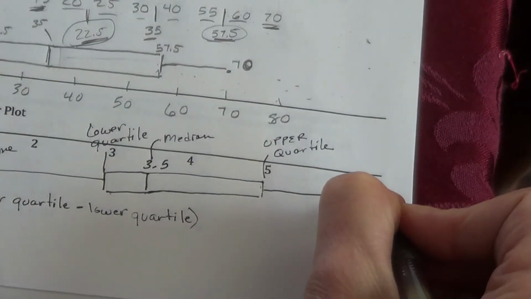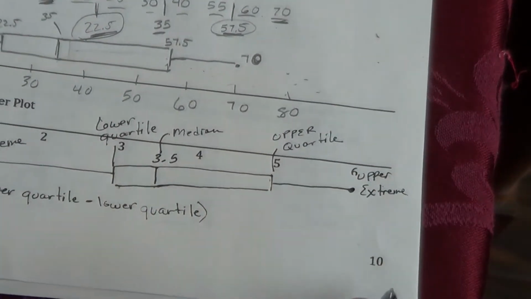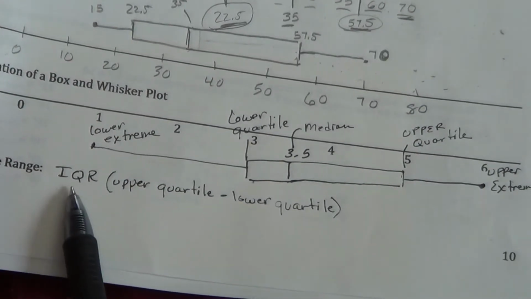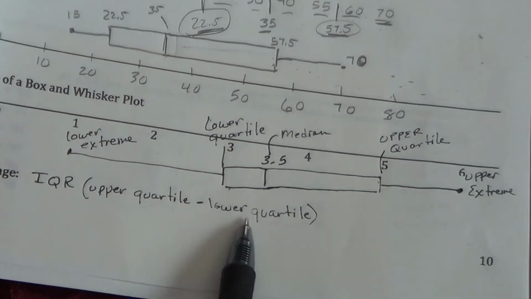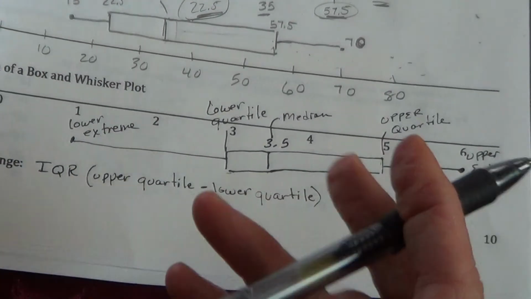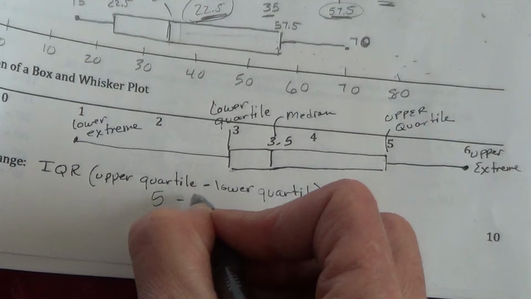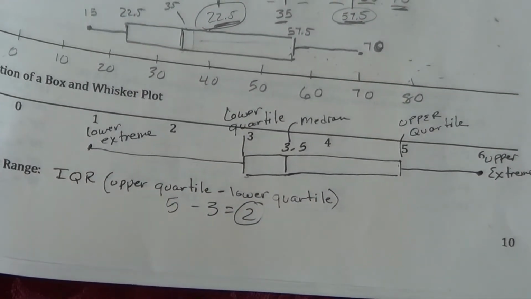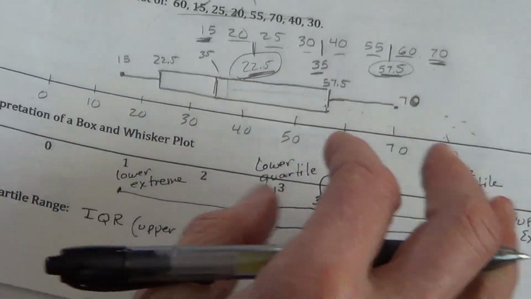So now you can see at the bottom of page 10, when I ask for the interquartile range, I'm asking you to give me the formula upper quartile minus lower quartile, or it's the length of our box. So it would be 5 minus 3 in this case, which is 2. Interquartile range is just the range within the box.